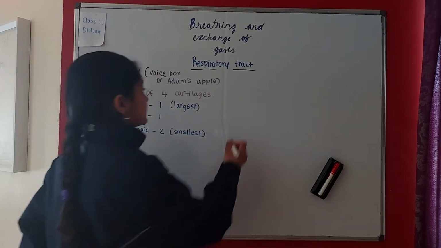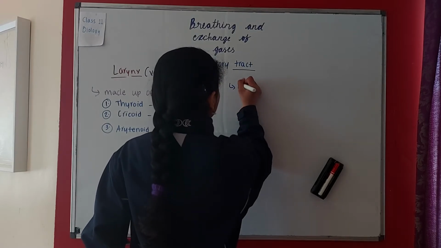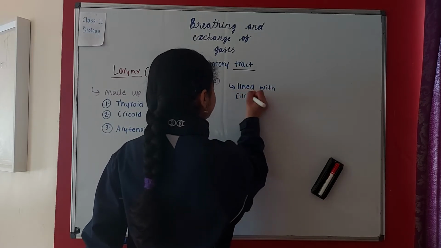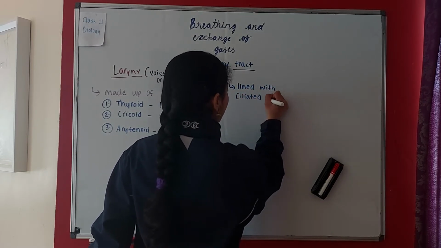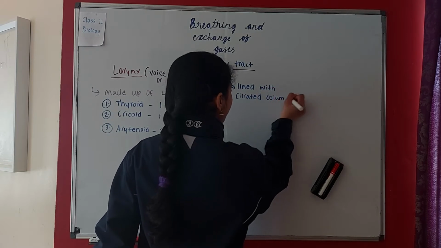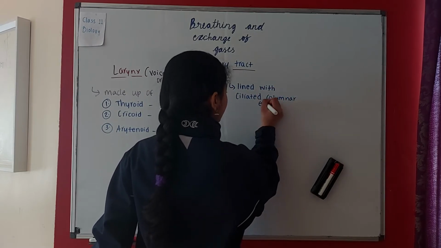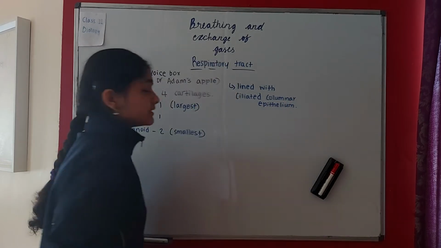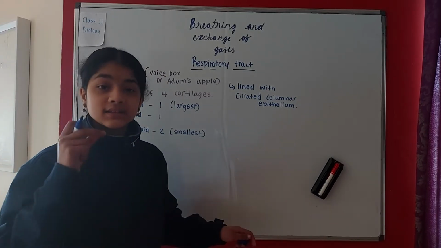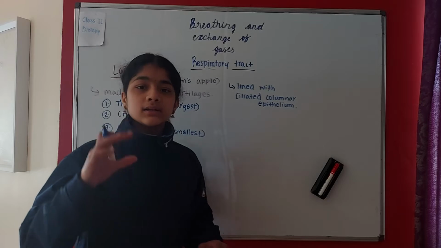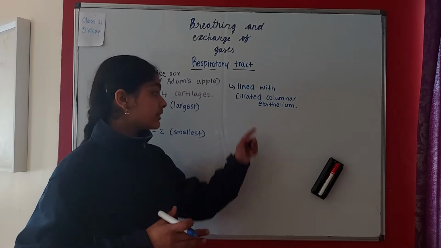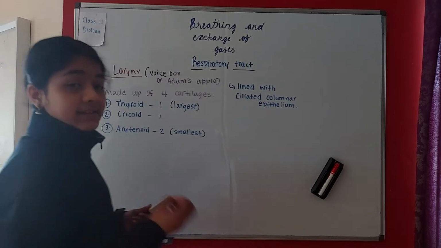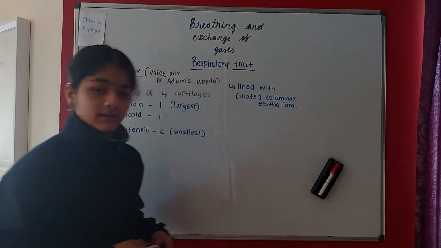The larynx is lined with ciliated columnar epithelium. So what do we mean by ciliated columnar epithelium? Ciliated means the epithelium has cilia. Columnar means the cells present in the tissue, that is the epithelium, are column-like. So the larynx is lined with ciliated columnar epithelium.